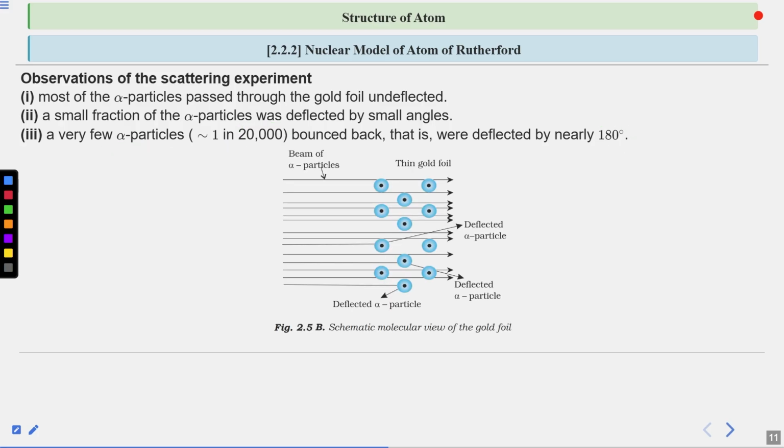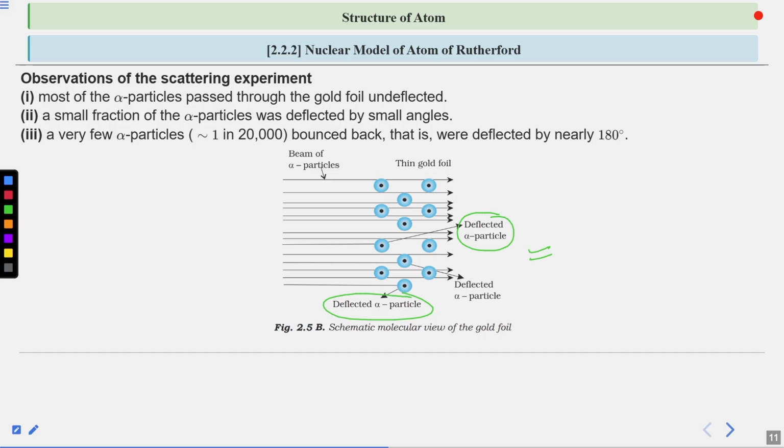So these 3 points can be understood in terms of this diagram. You can see that most of the lines indicating the alpha particles are passing directly. Now, some are deflected by a small angle, as shown here. And some are deflected right back.